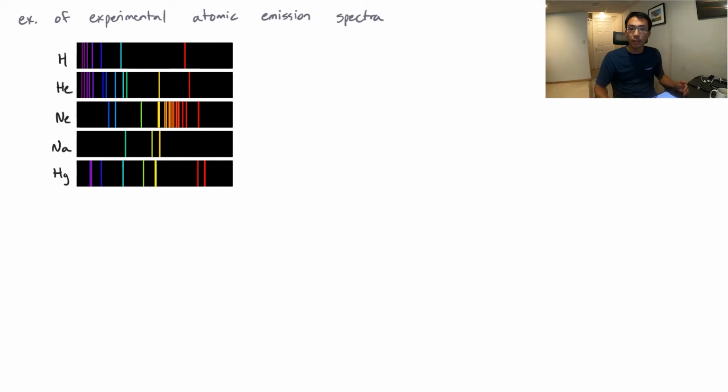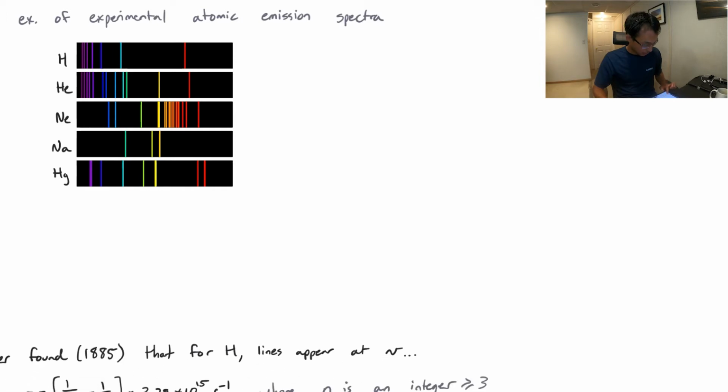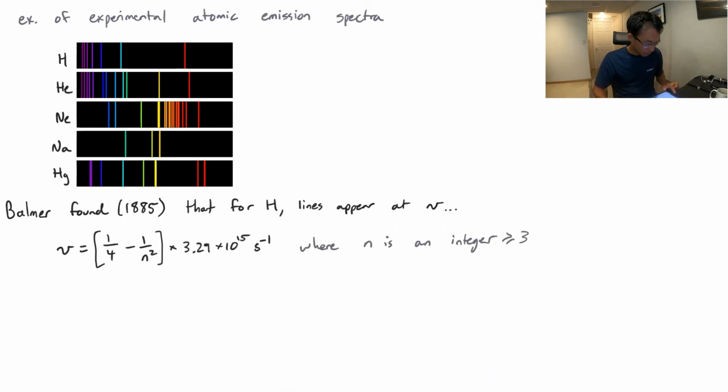At first, these lines were just an intellectual curiosity, right? It's just interesting that there are lines and that they're nicely spaced out. But as people thought about it more, in 1885, Balmer realized that there seemed to be more than just nice lines, right? There seemed to be a pattern that was emerging here, and he derived this equation.